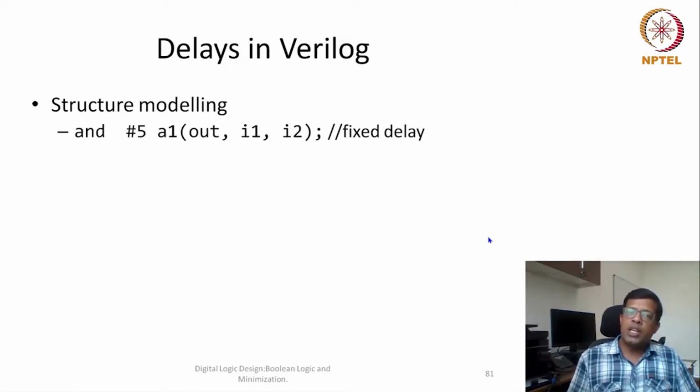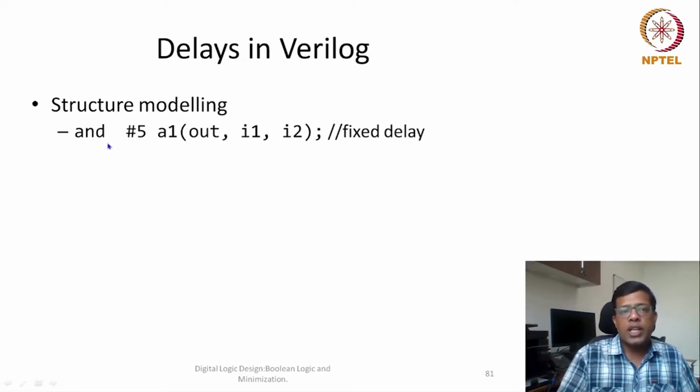So what I mean to say here, I would rephrase this: if I want to model delay in my structural modeling, in my leaf level design, wherever AND gate, OR gate, NOT gate or basic gates are instantiated, then I should write my delay statements there. I should tell what would be the delay of this particular AND gate. So here I wanted to say that the delay of my AND gate is 5 units.